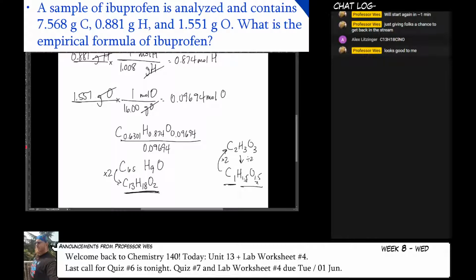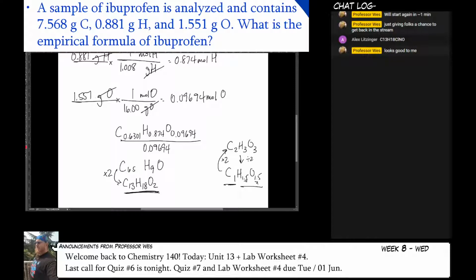Now, how do I know that I had to multiply by 2? Because I landed on a fraction. And really what that means is that if you end up with fractions, then your empirical formula doesn't have a 1 in it. You're going to get to some point where you can't divide out a number anymore. So here, if I try to divide by 2, I get C6.5, H9, and O1, which obviously we can't do. We can't have a fraction.